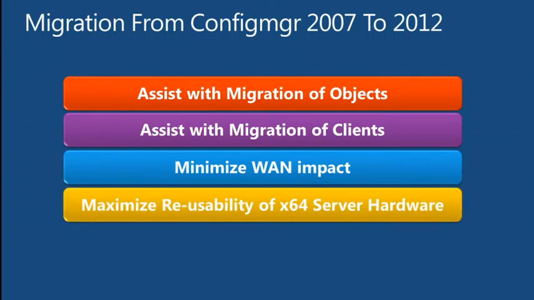We want to allow you to maximize your reusability of x64 hardware. Everything is 64-bit now in ConfigMan 2012 as far as your server infrastructure, with a couple of exceptions, but for the most part, it's 64-bit. Well, let's say you have 64-bit hardware now, but you don't have a second set. In a migration scenario, it's side by side. So I need 2 sets of hardware.